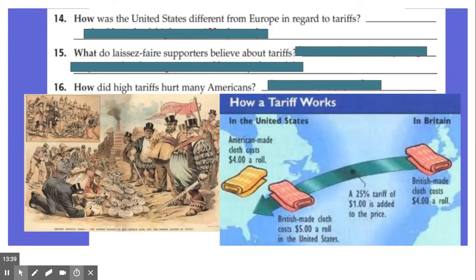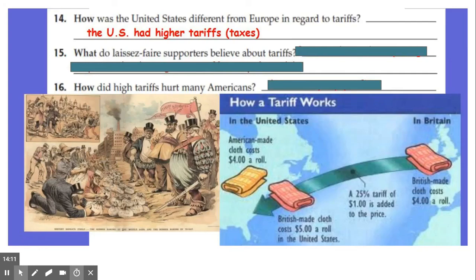Number 14, how was the United States different from Europe in regards to the ideas of a tariff? And just so we understand, a tariff is a tax that you place on goods, particularly goods that you're importing into your nation. And the United States, and it kind of dates back to the American Civil War, we had fairly high tariffs. And part of this was because of this Morrill tariff that was passed in 1861 after many members of the South, particularly members of Congress, left to go and form the Confederacy.